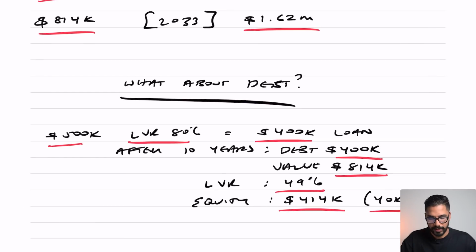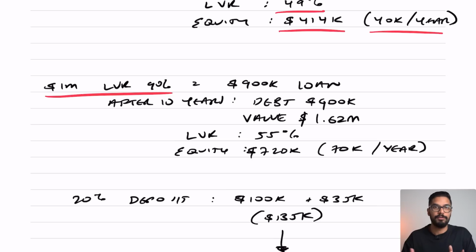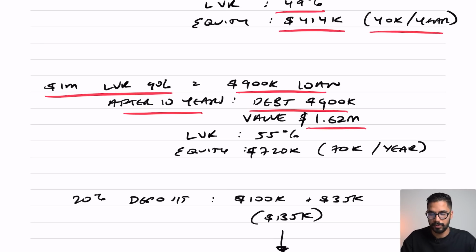Now that's the example with a 500K property at 80% LVR. But what happens when we go and purchase a $1 million property at an LVR of 90%? Now 90% because we're only putting a 10% deposit down. So in this case, it would be a 900K loan, and after 10 years, the debt would still be 900,000, but the value is now 1.62 million.